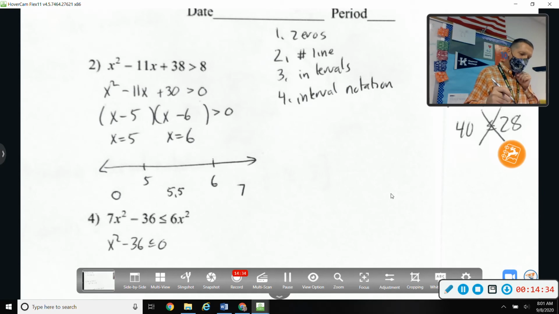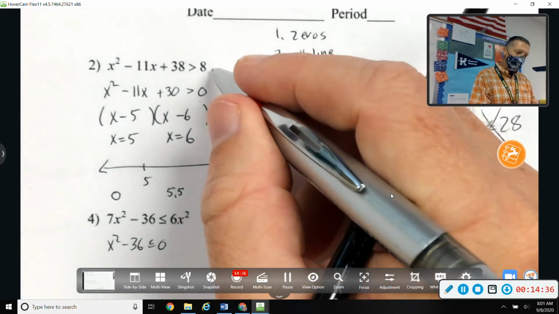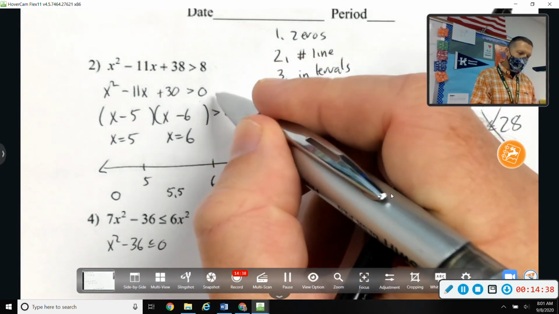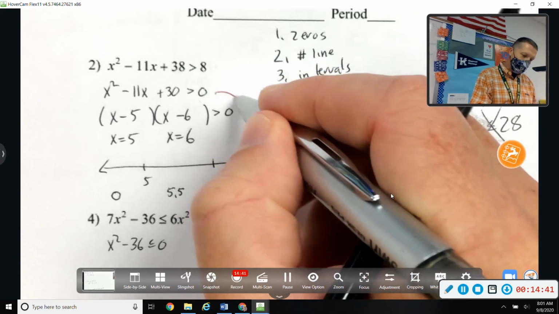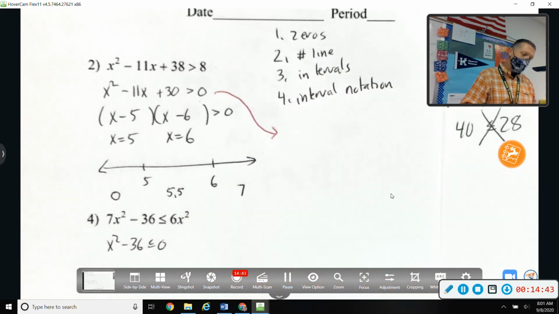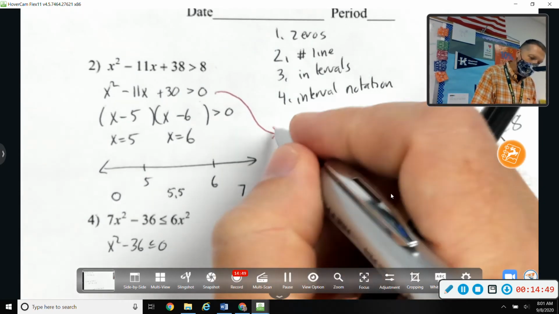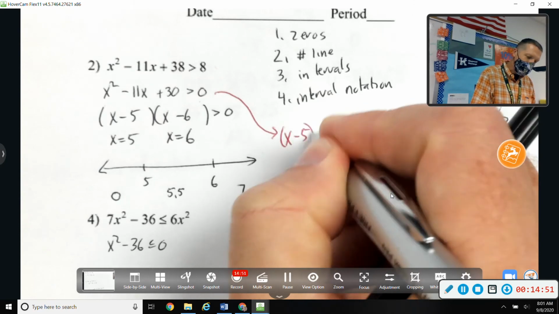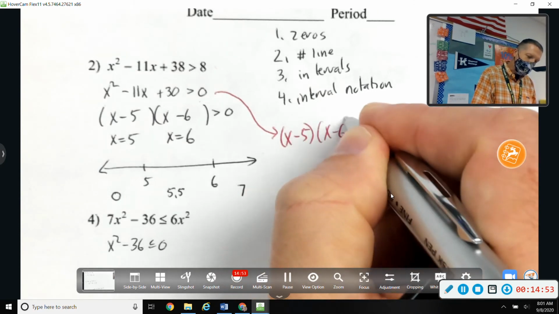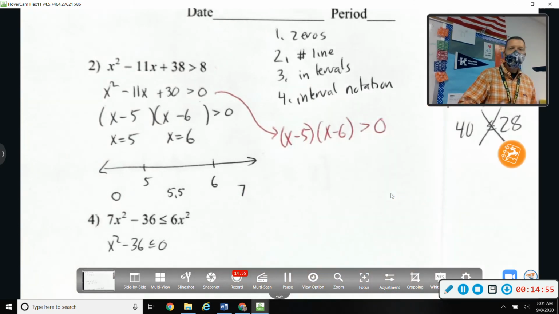And then testing it, you can test it in the original. You can move things around a little bit and test it in one of the succeeding steps. I said test in the original, but sometimes it's even easier to test in the factored form, as long as you kept the inequality. In fact, as long as you know you factored right, testing in the factored form is easy because then it's just negatives and positives.